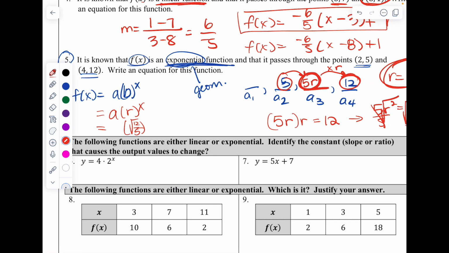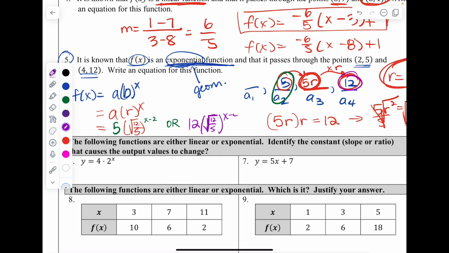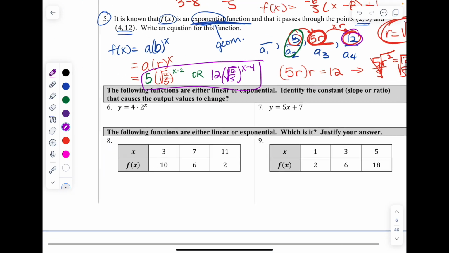And we can choose two things. Number one, we know the second term is 5, and then this would be x minus 2 for the second term. Or if you wanted to use the fourth term, we could use 12 times the root of 12 over 5 to the x minus 4 power. And that would give you a rule for either.